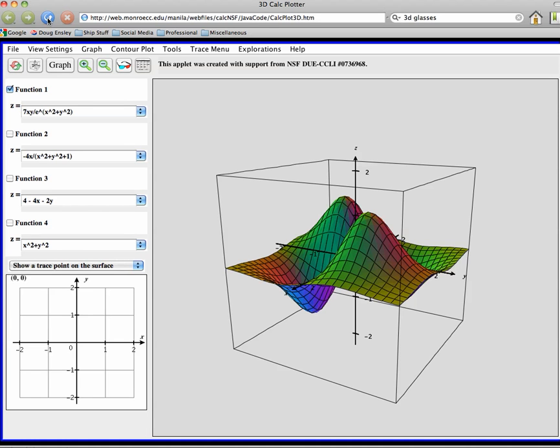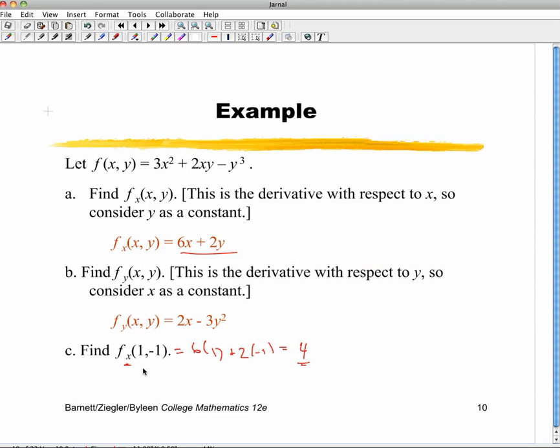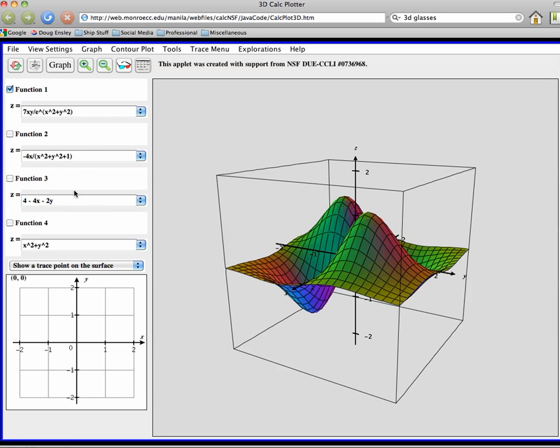And so here's my applet. This was an applet written by Paul Seeberger, not mine. But it's very nice for showing 3D things, and I want to illustrate for you what the value we just found represents. Remember, we said that when x is 1 and y is negative 1, the partial derivative was 4. So let's look at what that actually means. First of all, I'm going to have to type in the function that I'm using. That was 3x squared plus 2xy minus y cubed.